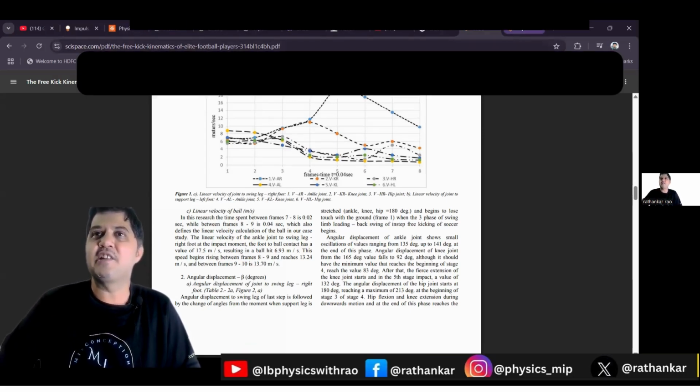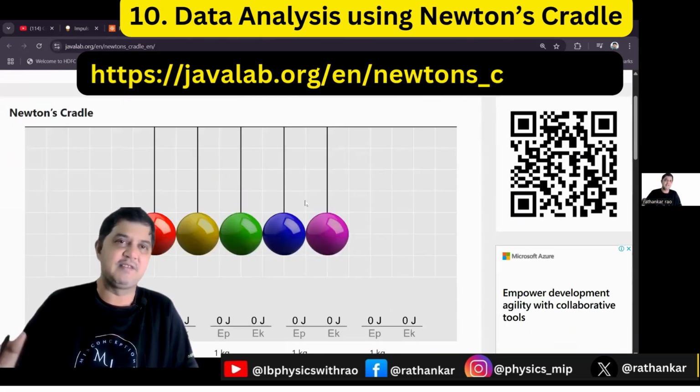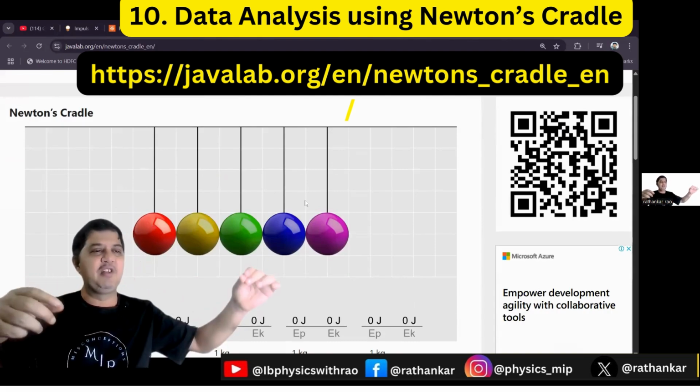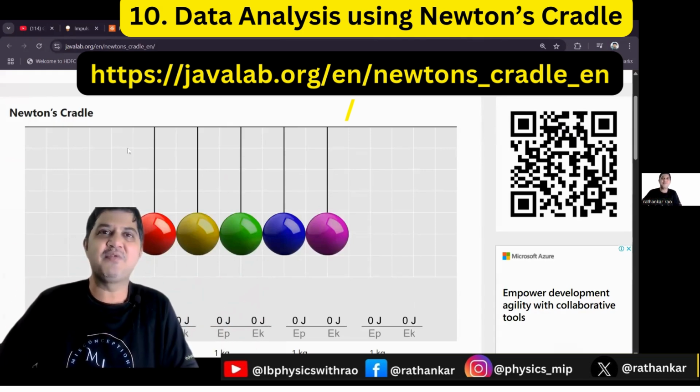Next, let me go on to the next one. Newton's cradle. Every physics lab will have this. But unfortunately, we use this one to show our children and say, okay, see, you just pull it across, it goes here, hits and comes away. But this particular software shows me how it is actually useful.